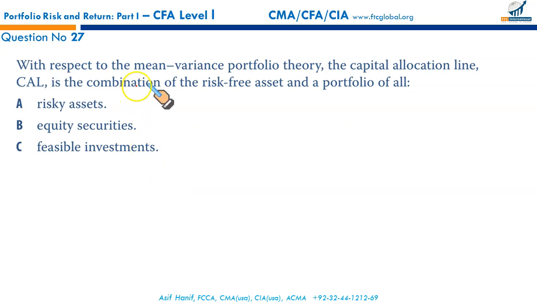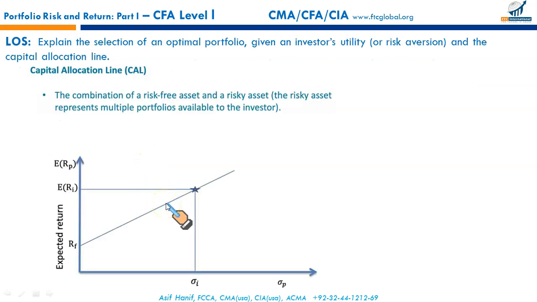With respect to the mean variance portfolio theory, the capital allocation line is the combination of the risk-free asset and a portfolio of all risky assets, equity securities, and feasible investments. Let me show you. Okay, so this is your capital allocation line. A capital allocation line is basically a combination of risk-free asset and the portfolio of all risky assets. And that's what gives us a set of feasible investments.